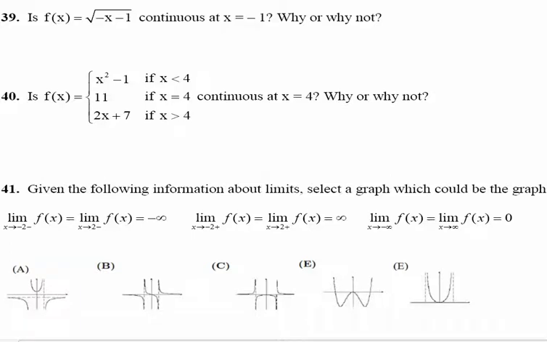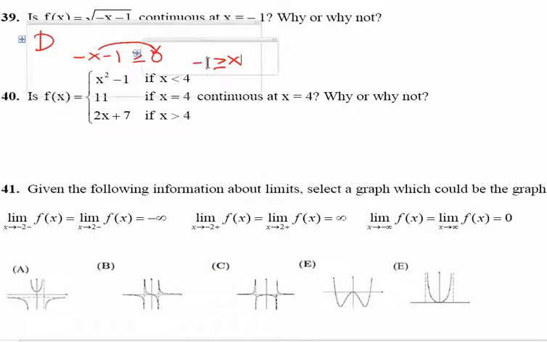We're continuing with part 2 of our solutions for assignment 2.14, reviewing limits. Question 39 is asking us about continuity at -1. Well, we can see that there's a domain issue for function f. We know that the radicand has to be at least 0. So if we move the negative x here, we know that our domain would say that x has to be less than or equal to -1.